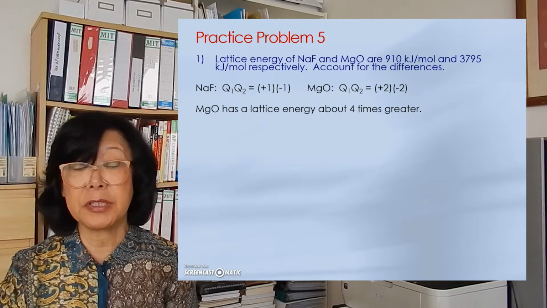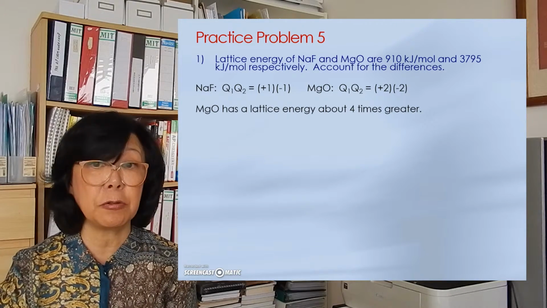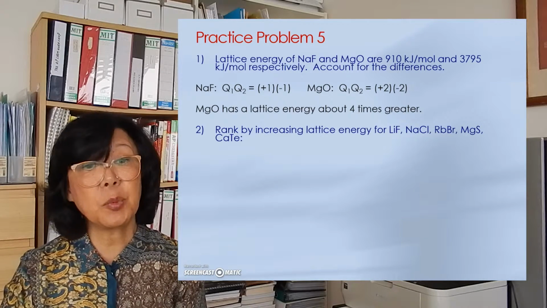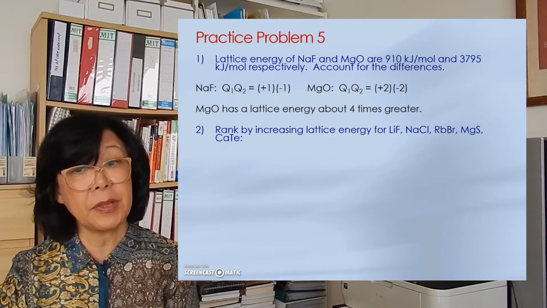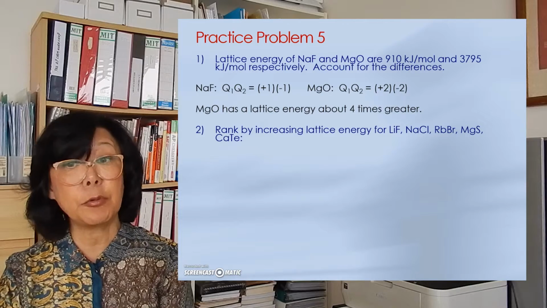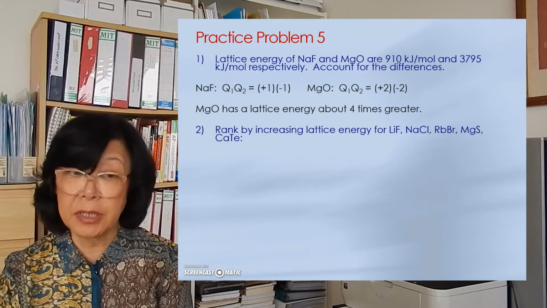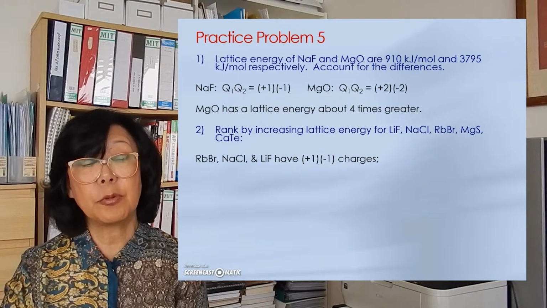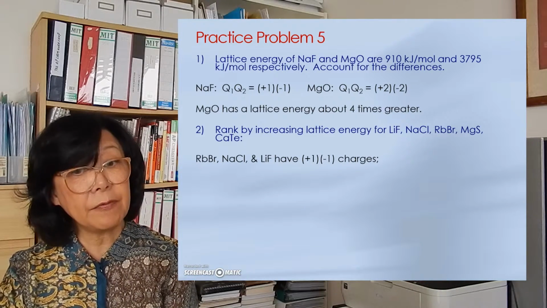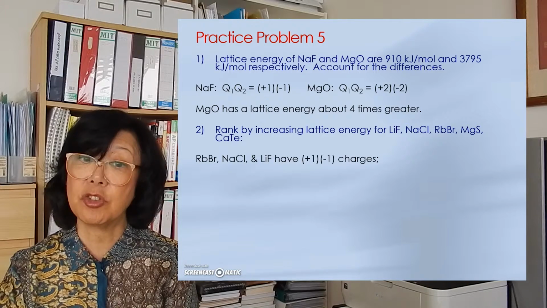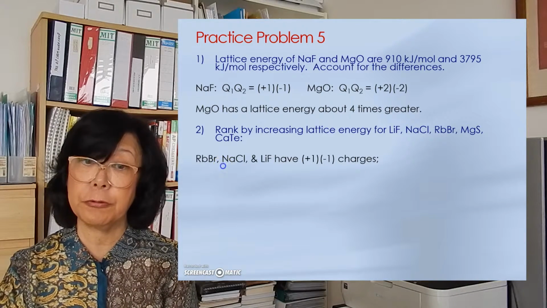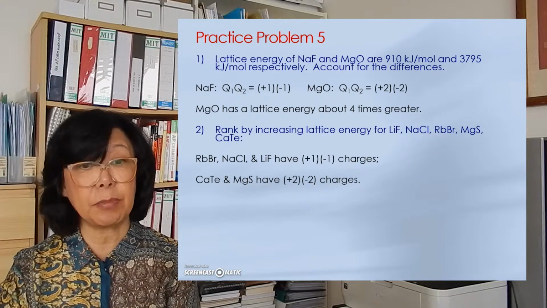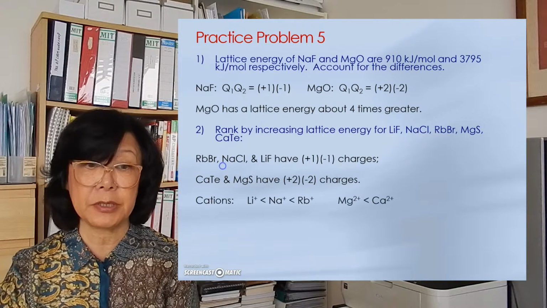And if you look at the comparison between the magnitudes of Q1 and Q2, you would know why it is 4 times greater. Now let's rank by increasing lattice energy: lithium fluoride, sodium chloride, rubidium bromide, magnesium sulfide, and calcium telluride. If you look at rubidium bromide, sodium chloride, and LiF, they have +1 and -1 charges for Q1 and Q2. If you look at calcium telluride and magnesium sulfide, they have +2 and -2 charges.